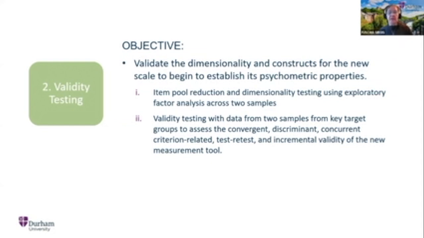And using a number of different techniques to assess what we call convergence. So how does it converge with similar constructs? How does it discriminate from other constructs? Does it predict what it should? Is it stable, or are they stable or less stable over time? What's their power in predicting things above and beyond, say, standard loneliness measures, for example, would be another test there.